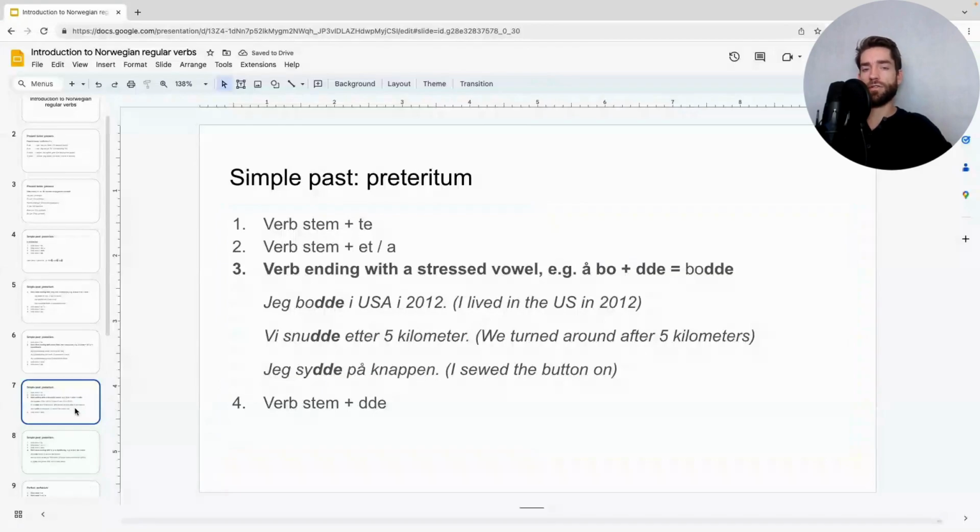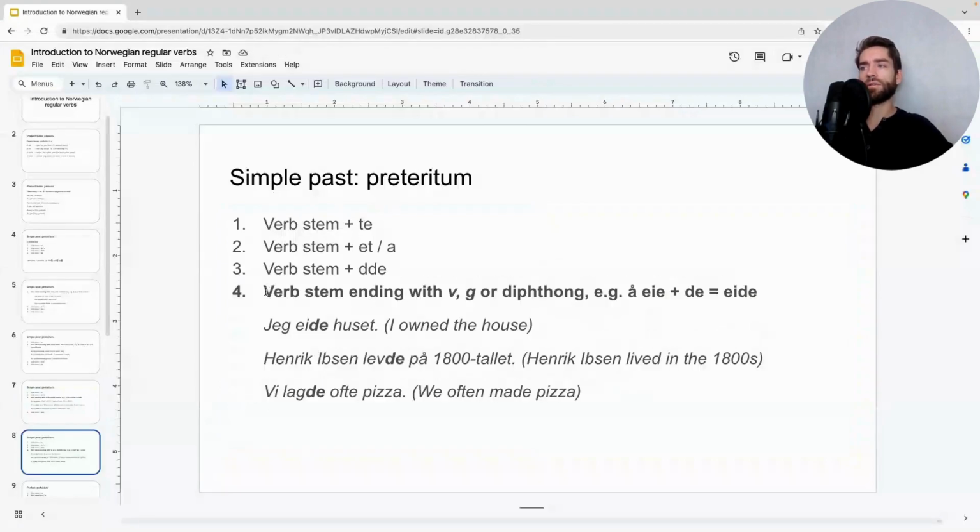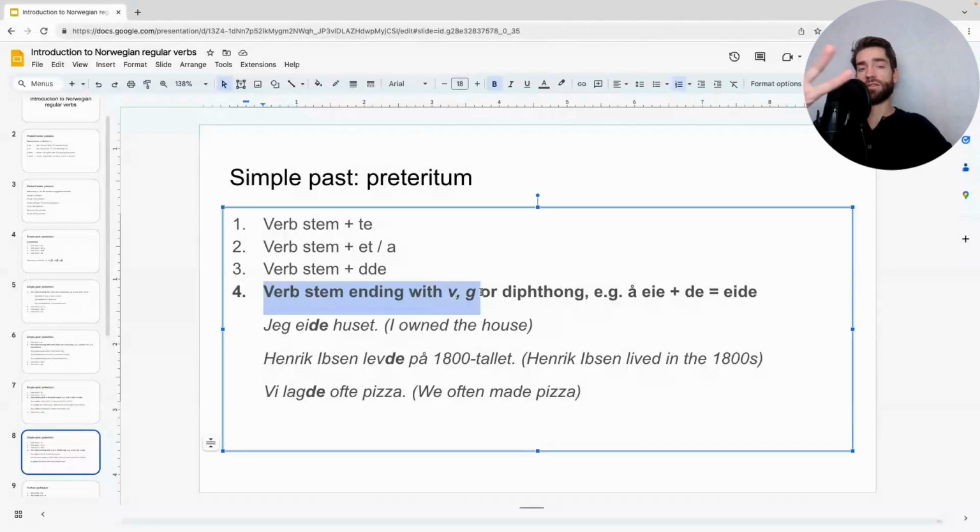And the fourth category will be when the verb stem ends with 3 different types of letters. It's either V or G or a diphthong. So for example, here we have a diphthong. Eie is a diphthong. So diphthongs would be, for example, ei, øy, au. So those are combinations of vowel sounds comprising one syllable, only one syllable. So ei is one syllable, ei. So this is a diphthong, and it becomes eide, owned. Jeg eide huset. I owned the house.